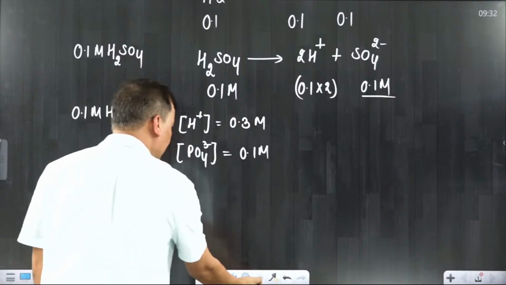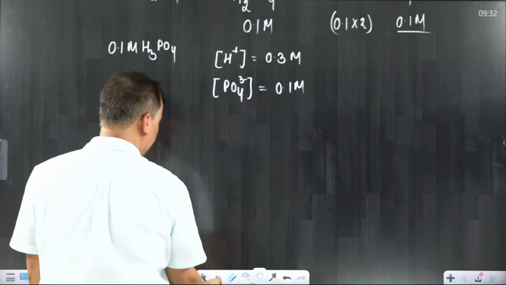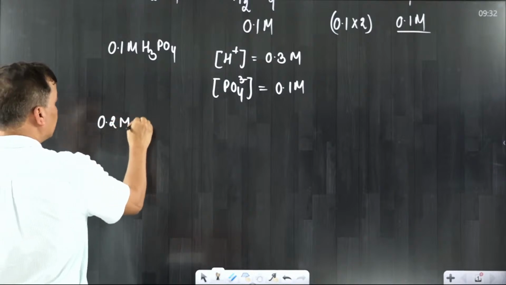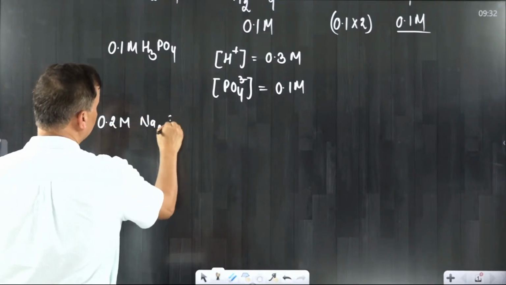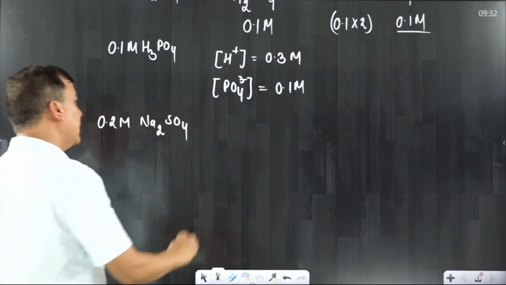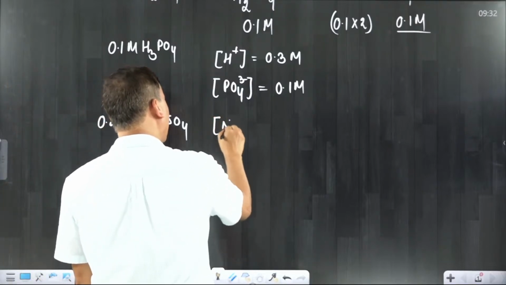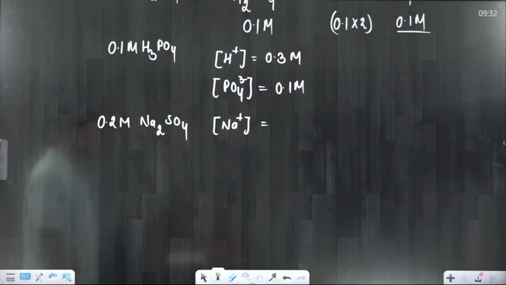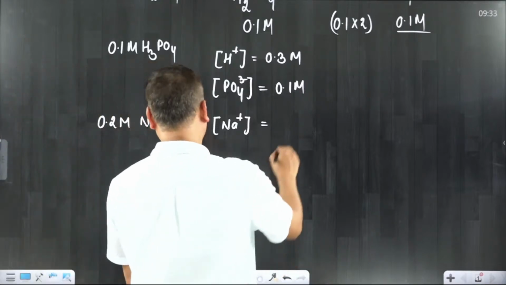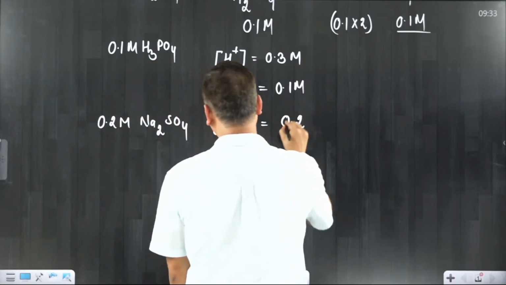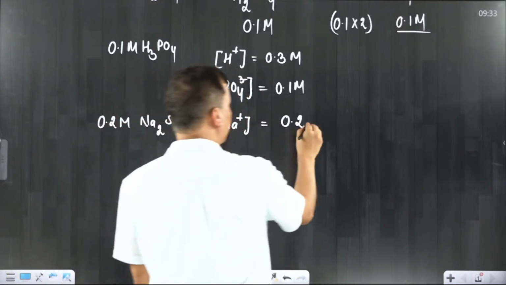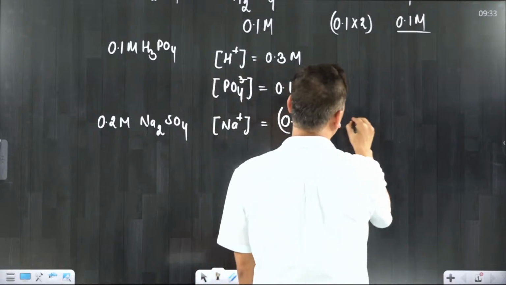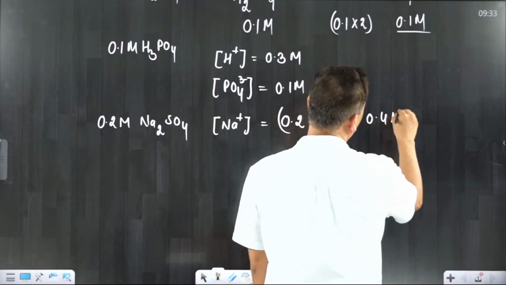Let me take one more example. If I am taking 0.2 molar sodium sulfate, please tell me, what will be the molar concentration of Na positive in this solution? Write 0.2 molar is the concentration of sodium sulfate. How many sodium ions are there per sulfate? 2. So here it is 0.4 molar.